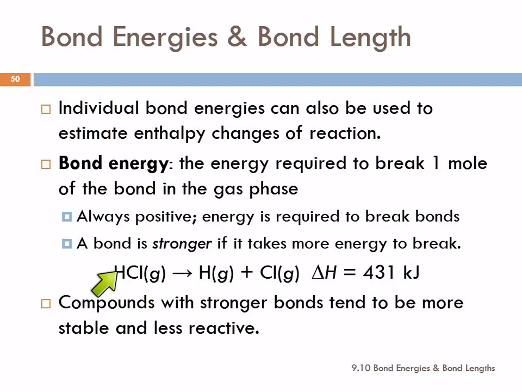Here's an example. We're taking hydrogen chloride and breaking it into the hydrogen atom and the chlorine atom, and the energy required is 431 kilojoules. That's for 1 mole of hydrogen chloride. Compounds that have stronger bonds tend to be more stable. They tend to be less reactive because it requires more energy to break their bonds.